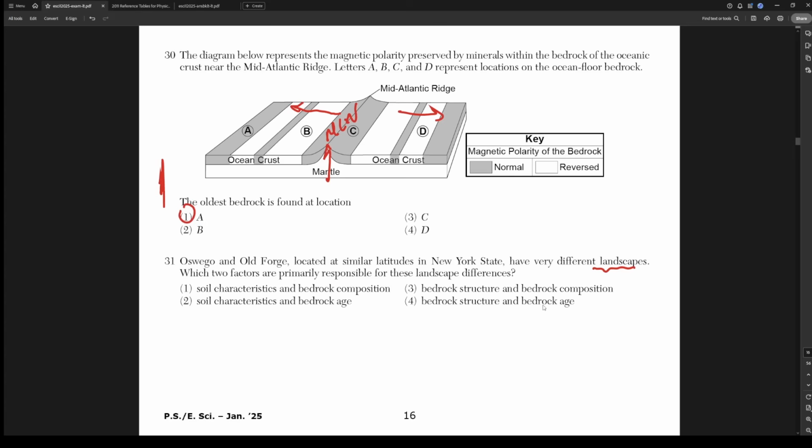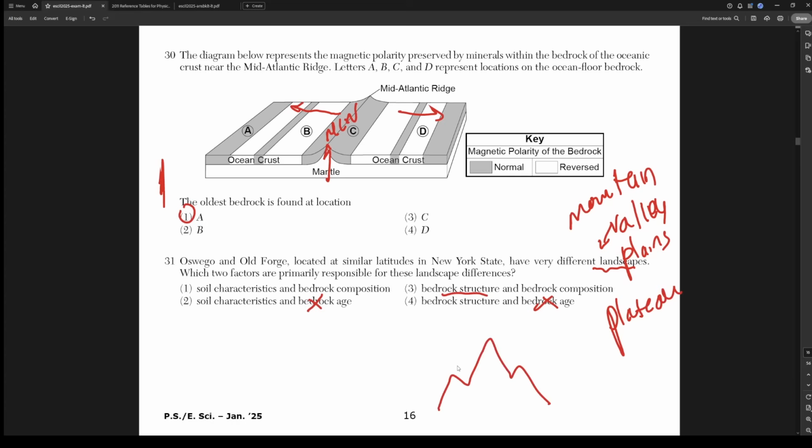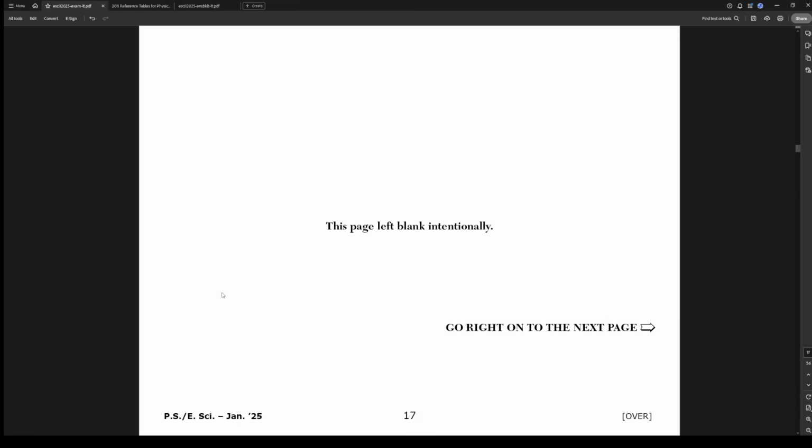Different landscapes. So it's not going to be the age. And the soil characteristics are not going to change the landscape. Landscapes are, we're talking, mountains, valleys, plains, which are the flat areas, or plateaus, things like that. The structure of the rock is going to be the big thing, how it's built, right? So its structure wins, and the composition, what the rock's made of, that's going to be a major thing, because if it's made of harder minerals, it'll break down differently than weaker minerals. So 3 is going to be your best answer for 31.